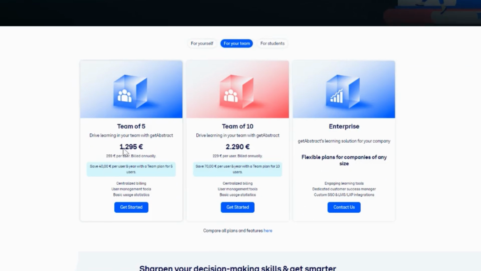And if you're a larger team, you could get this for many people in the team. For 5, it's 260 per user per year. And of course, the prices keep reducing as the team size grows higher and higher.